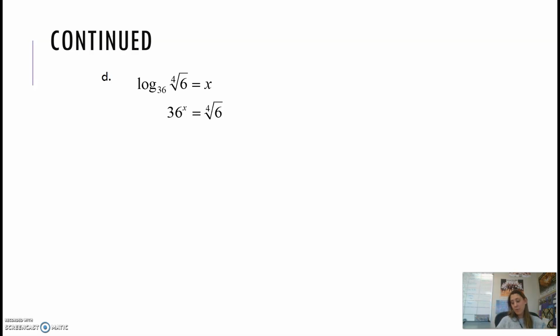So if I make this, I get 36 to the x is equal to 6 to the 1/4. Then I want to make this match this. So I'm going to write this as a base of 6. I know that 36 can be rewritten as 6 squared, and then I can take that all to the x. And I end up with 6 squared to the x is equal to 6 to the 1/4.